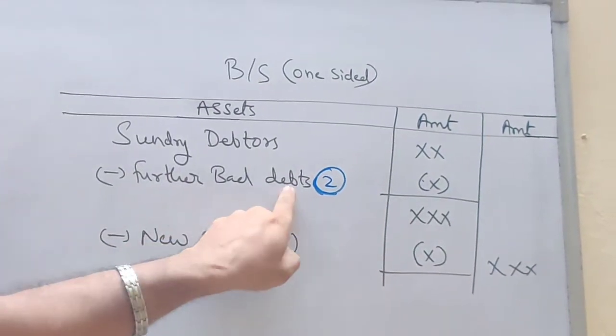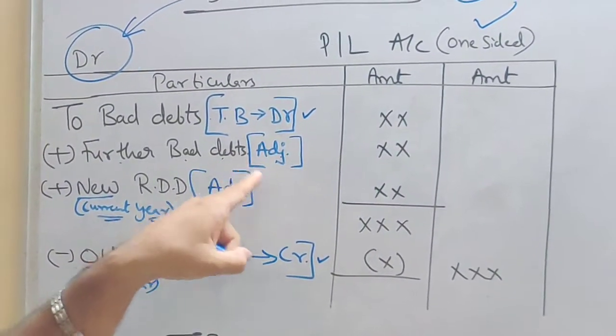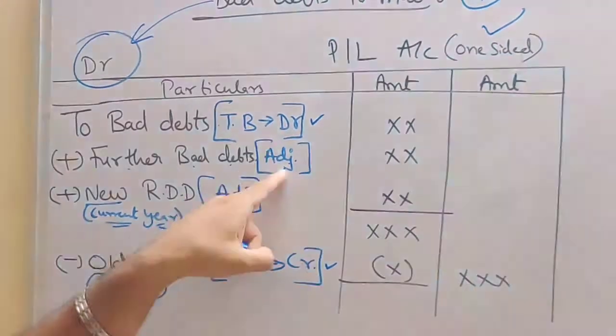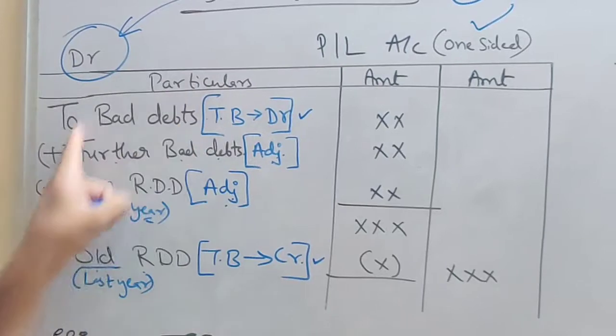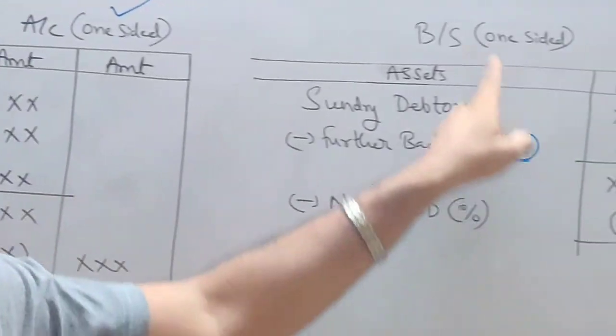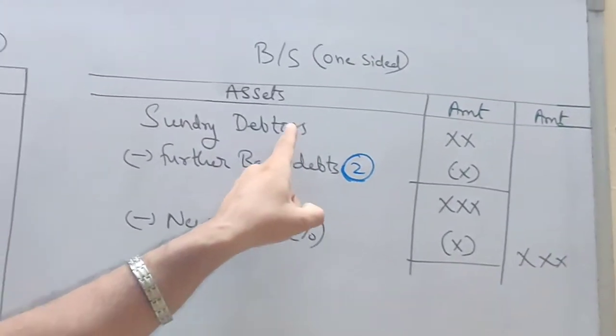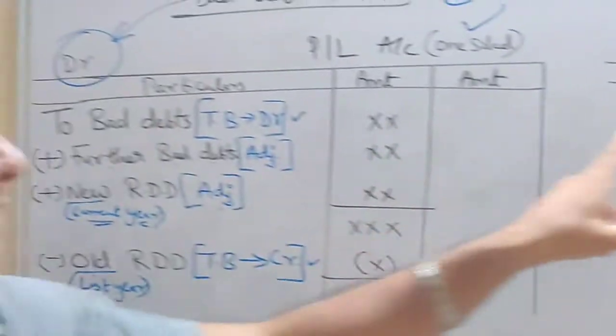This is your second effect for further bad debts. I have written that further bad debts will be given to you in adjustment. When I say adjustment, you have to give 2 effects. One effect you will give in the bad debts format, and the second effect you will give in the balance sheet. You will minus further bad debts from your debtors. Are we clear with both the effects, students?